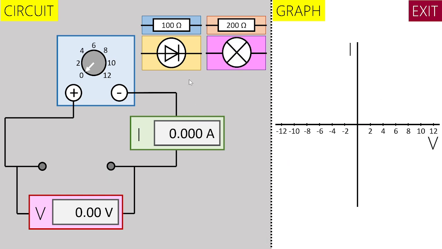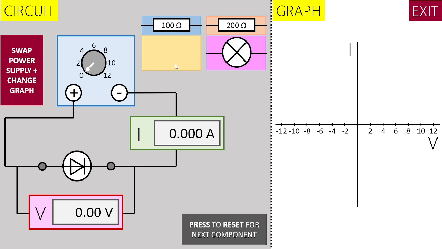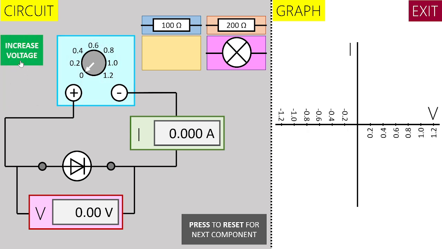Last one is the diode. It's a little bit of a dodgy one. Here, if we use anything above 2 volts, it'll blow up. So we change it for a smaller power supply, from 0 to 1.2 instead of 0 to 12. And we increase the voltage, and we get nothing, nothing, nothing, then value, value, value.